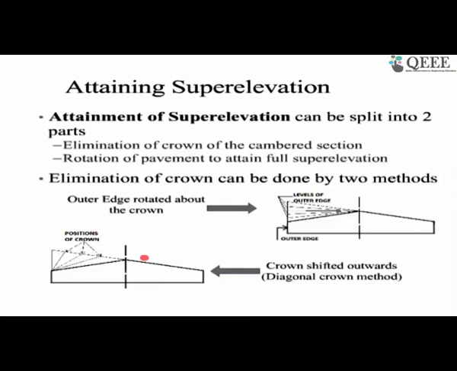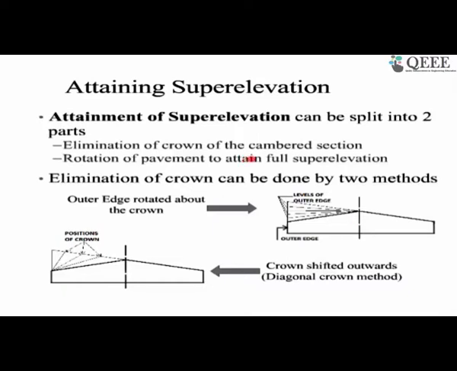Now we need to provide a super elevation, which is ultimately one side being higher than the other side. There are two ways of attaining this super elevation, and the two ways consist of two processes. First, we need to eliminate the crown and make sure that the pavement is at the same level as the minimum camber. Then we further rotate the pavement up to the level of super elevation.